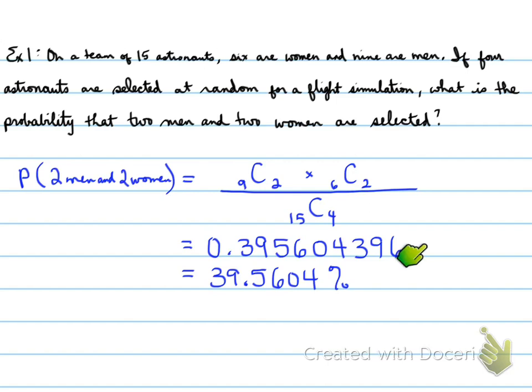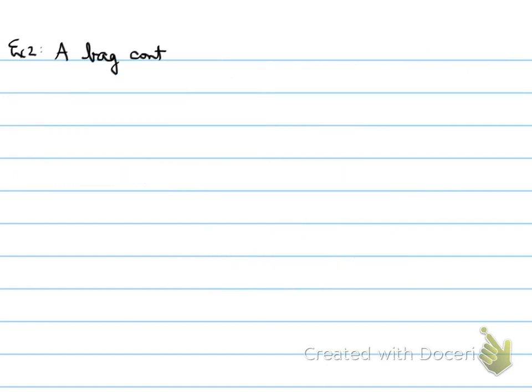And when we do that, we calculate the decimal, and then we convert it to a percent, and you round it to 4 decimal places. And that's it, folks. That's all it's asking: what is the probability that 2 men and 2 women are selected? Okay, moving on. Example 2.